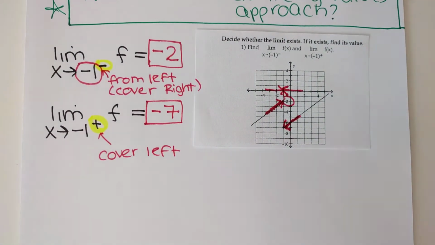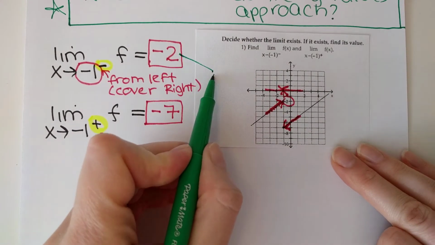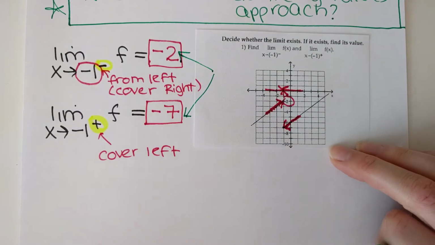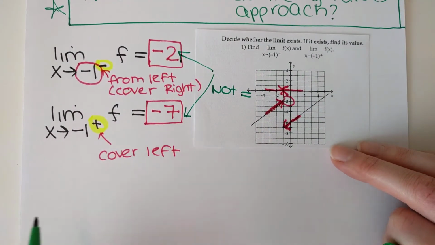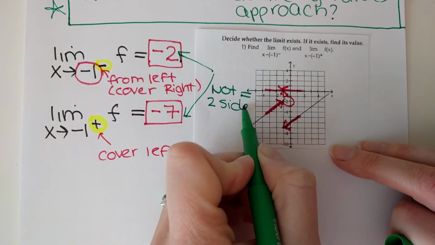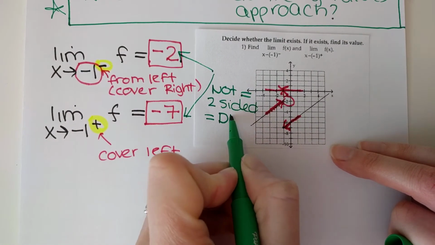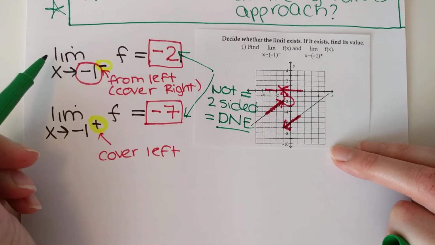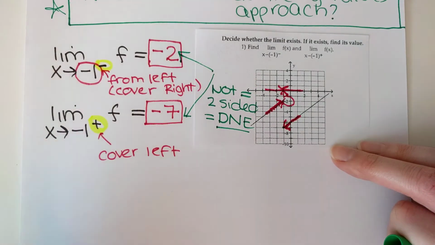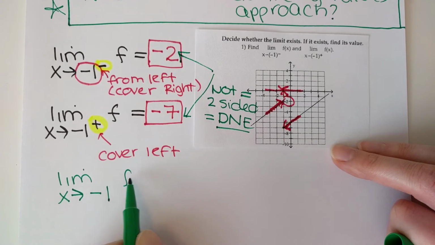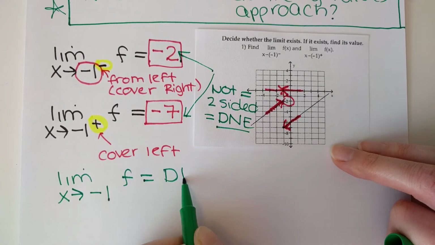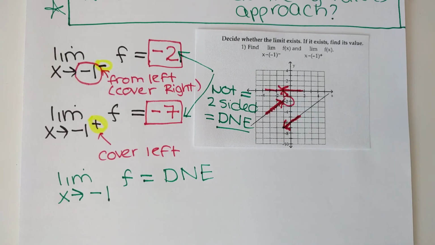Now, even though this question isn't asking for this, it is important to note that when these two one-sided limits are not equal, because these are not equal, what we are able to say is that the two-sided limit is going to be a does not exist. So because the limit from the left is not equal to the limit from the right, we would be able to say that the limit as x goes to -1 from both sides is not equal to a single value, and so we would write DNE for does not exist.